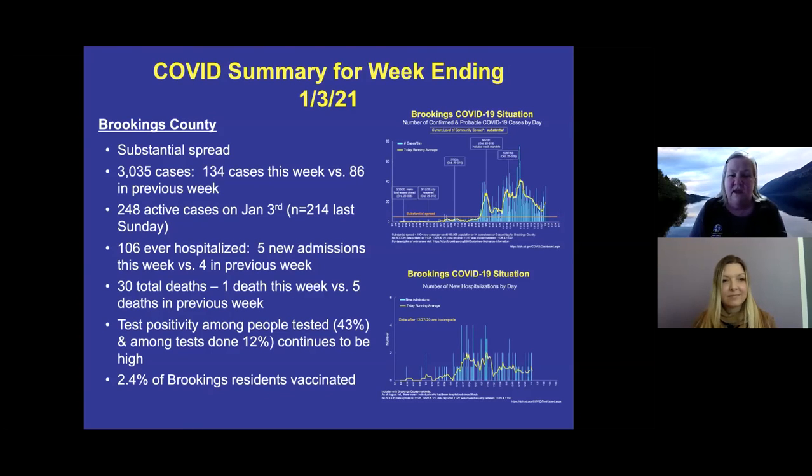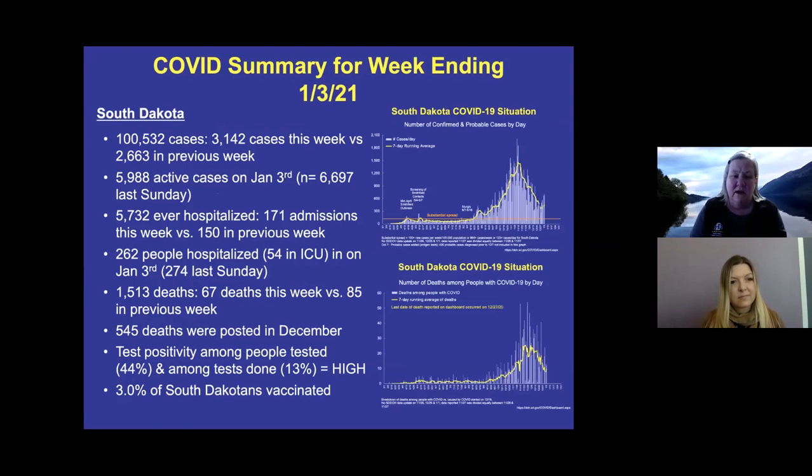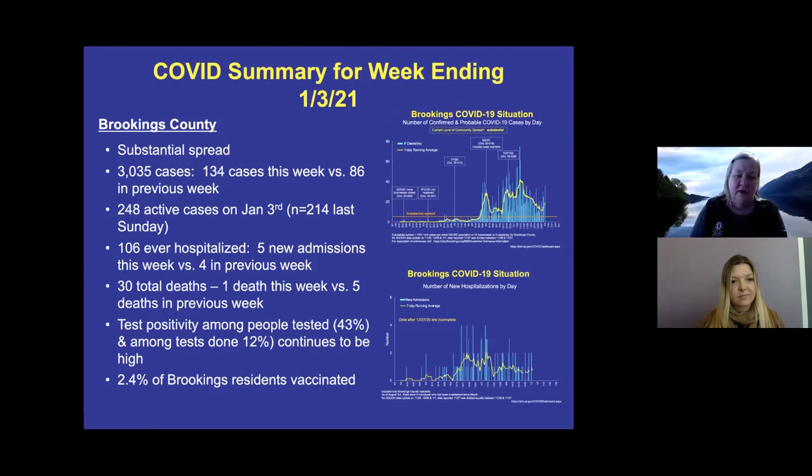As far as Brookings County, we're still in substantial spread, a little bit more than 3,000 cases overall, 134 cases this week compared to 86 in the previous week. And you can see that here with this coming back up. There were 248 active cases on January 3rd compared to 214 last Sunday. 106 people have been hospitalized. 5 new admissions this week and 4 in the previous week. 30 total deaths, 1 death this week compared to 5 in the previous week.